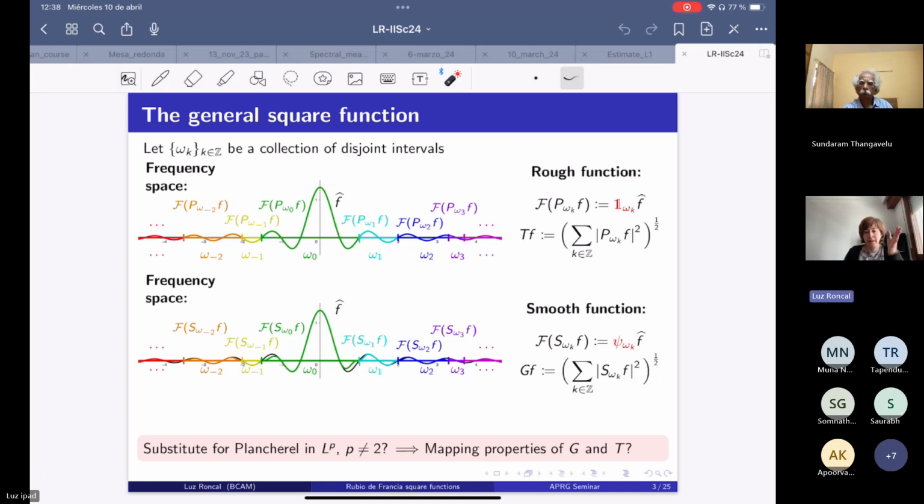The point is that, back to the original Littlewood-Paley theory, as we know, one of the important properties of the Fourier transform is that it is an isometry in L2, because of Plancherel. But instead of Plancherel, what can we have when p is not 2? So this question can be reformulated: I have introduced these operators, G and T. What can I say about their mapping properties in L^p beyond 2?